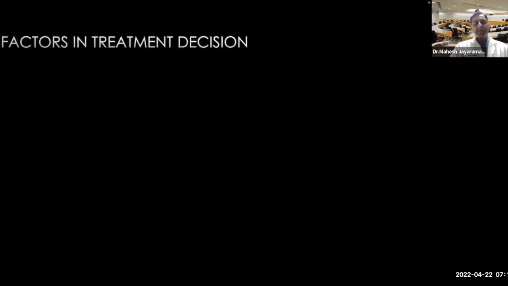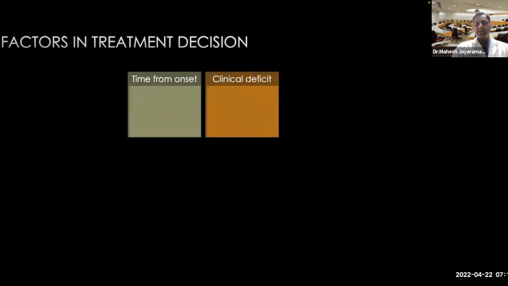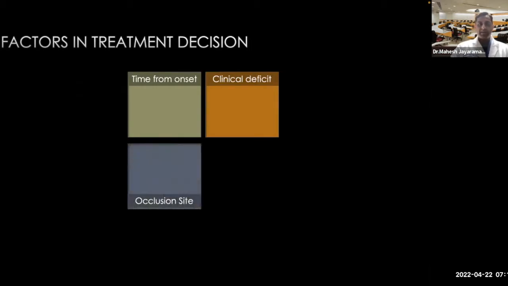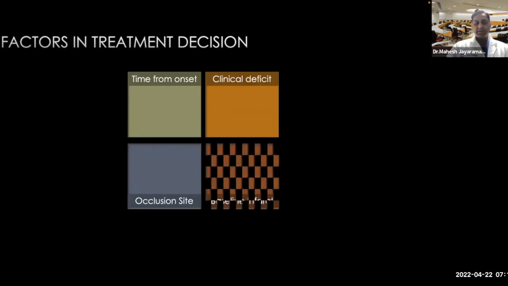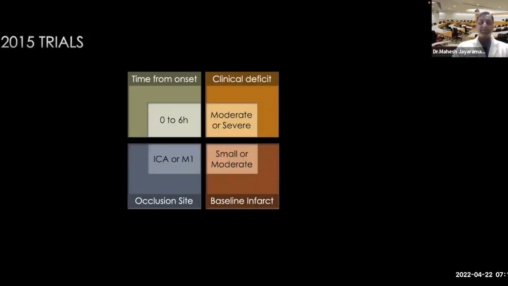If we think about the factors in the treatment decision, we think about time from symptom onset or last known normal. What is the extent of the clinical deficit that the patient is having? Where is the clot? And how much baseline infarct do they have prior to treatment? And the 2015 trials really focused on this small sweet spot of patients in the first 6 hours who had moderate to severe clinical deficits with small or moderate infarcts and ICA or M1 occlusions.